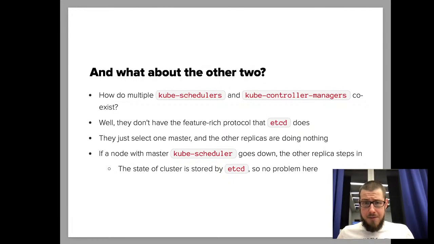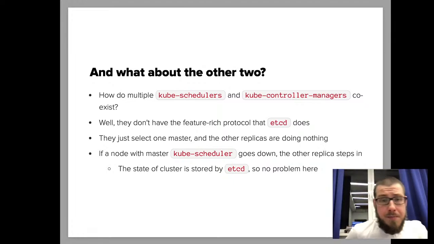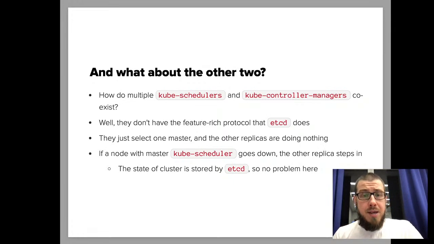Well, they don't have the feature-rich protocol that etcd does. I mean, they don't have a Raft protocol to select or reselect a leader, and they have a simple blocking method of selecting who is the leader. And actually, they just select one master, and the other replicas are doing nothing. If a node with the master kube scheduler, for example, goes down, the other replica steps in.